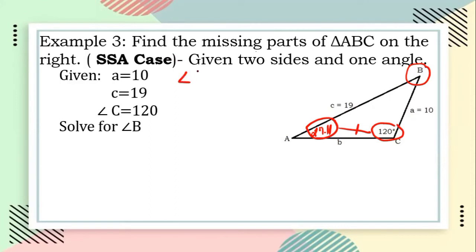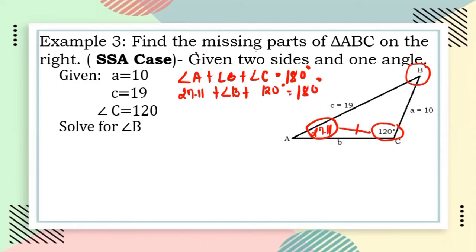So just write down this formula: angle A plus angle B plus angle C is equal to 180 degrees. So angle A is 27.11 plus the missing, which is angle B, plus the angle C, which is 120 degrees, equals 180 degrees. Just add 27.11 plus 120. The answer is 147.11 degrees plus angle B equivalent to 180 degrees.